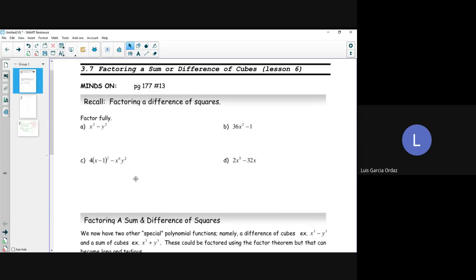So like I said, we're going to do a sum or difference of cubes. It's similar to a sum or difference of squares, but just an added exponent. Okay.